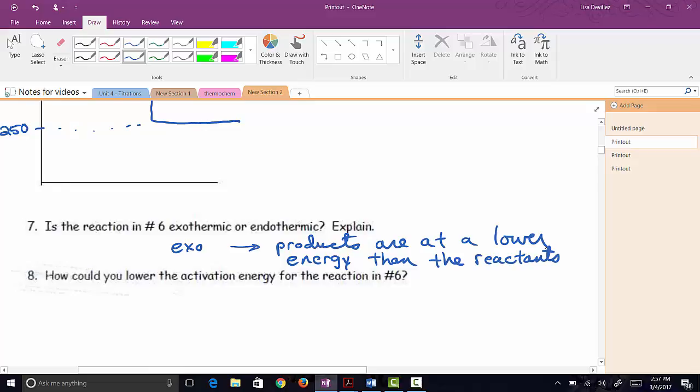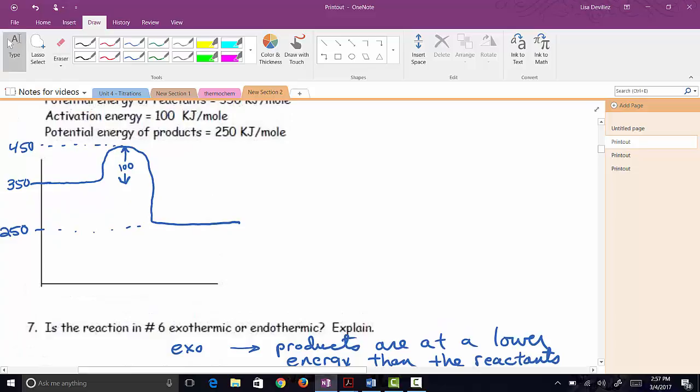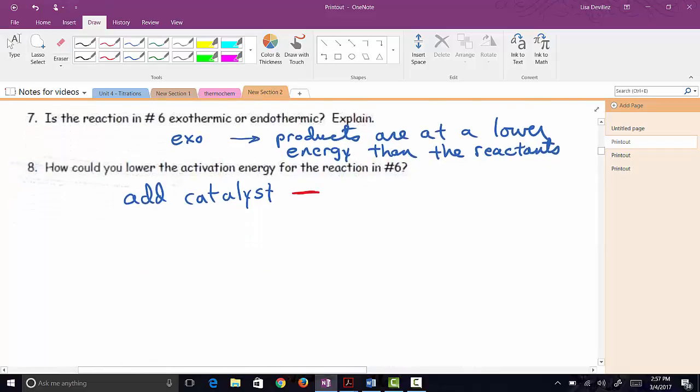Okay, how could you lower the activation energy? That would be by adding a catalyst. And so let's do this. Say we're going to use a red line to show if a catalyst is added. Essentially, what adding a catalyst will do is it makes the hill smaller. Note that it does not change the value or the energy of the reactants or the products. All it does is affect the size of the hill in the diagram.